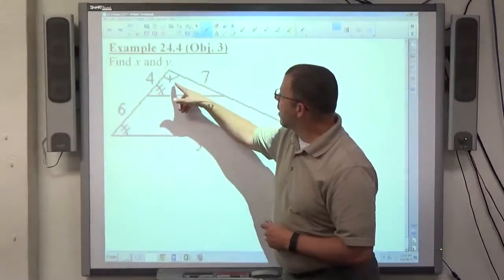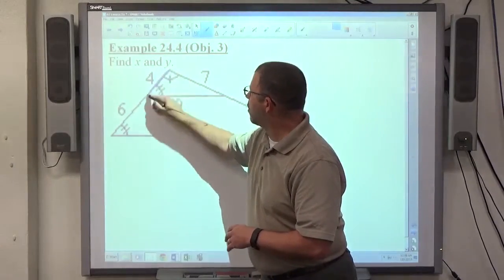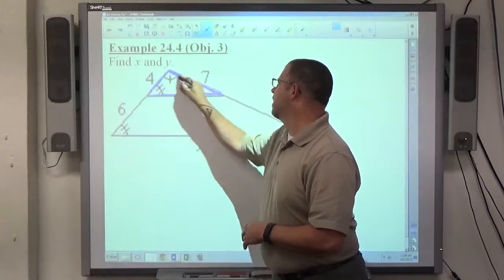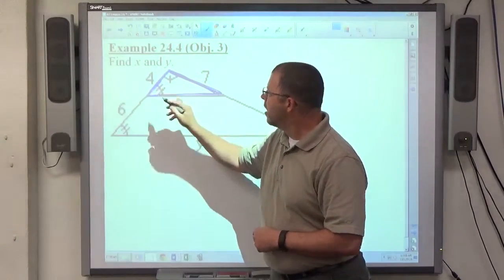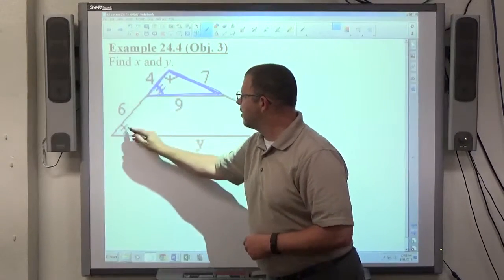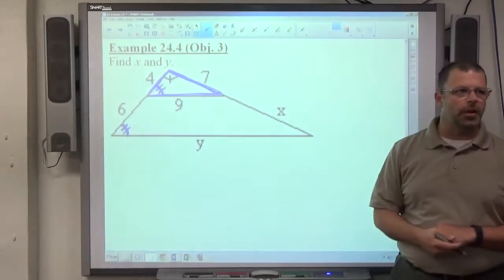What I want you to recognize about this picture is this triangle on top, this triangle with 4 and 9 and 7 as sides, has these 2 angles in it. This angle marked 1 and this angle marked 2. Notice we have this angle marked 2, and we have this angle down here marked with 2, right? So those are equal to each other.